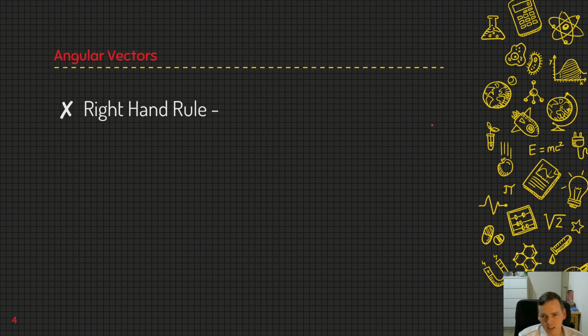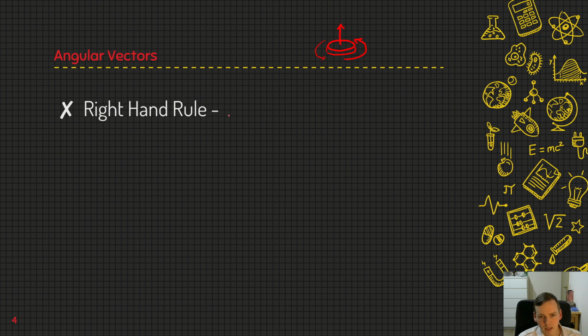So let me draw an example for you. If you've got a disk like this, and it's spinning around that way, then we take our right hand and have it copy the disk. You can see it's copying the disk, so our vector points up. So in this case, the angular velocity would be pointed upwards, or this is the vector of angular velocity.